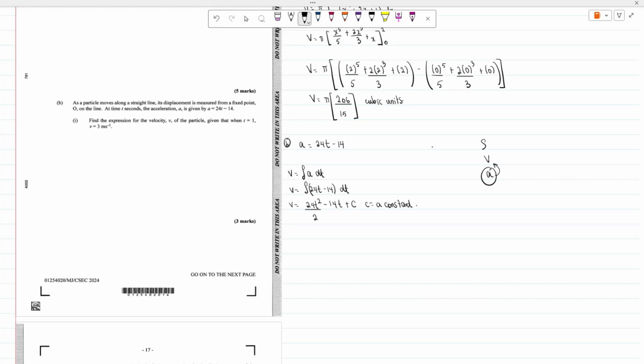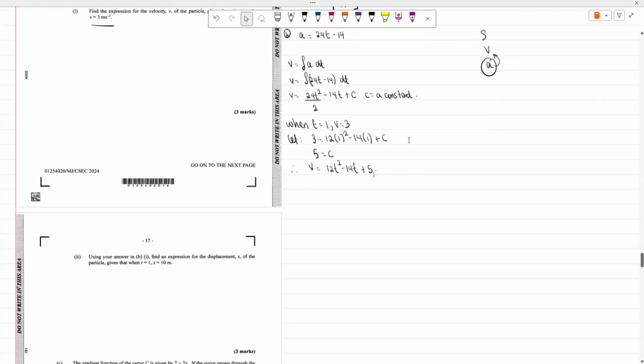Now, they gave us when t is 1, v is 3. So they gave us conditions to calculate c. When t is equal to 1, v is equal to 3. So I'm going to let 3 be equal to, I could simplify this now, 12 into 1 squared minus 14 into 1 plus c. 12 minus 14 is minus 2. When I send it across, it becomes plus 2. 5 is equal to c. Therefore, v is equal to 12t squared minus 14t plus 5.